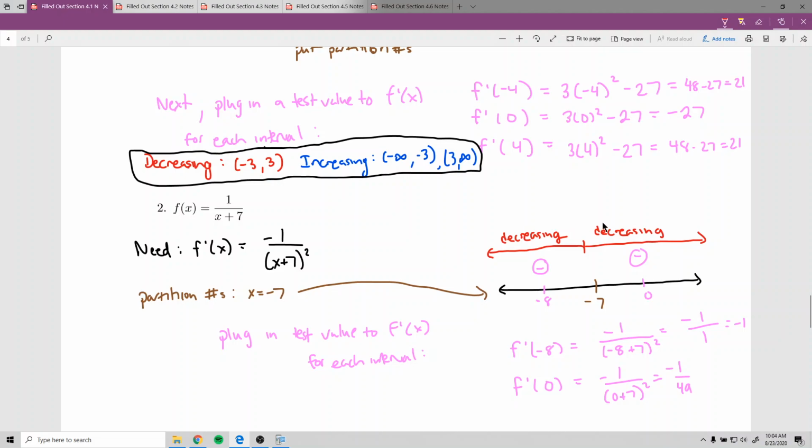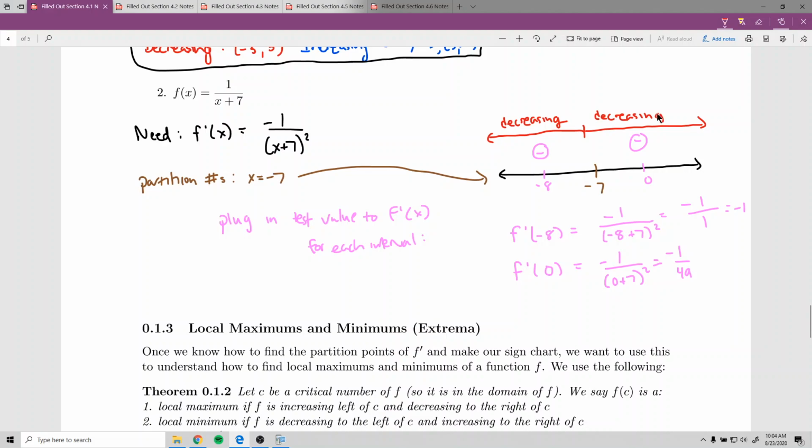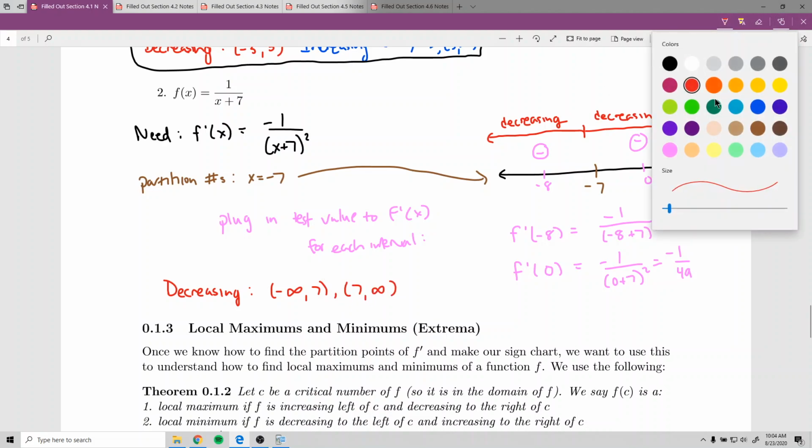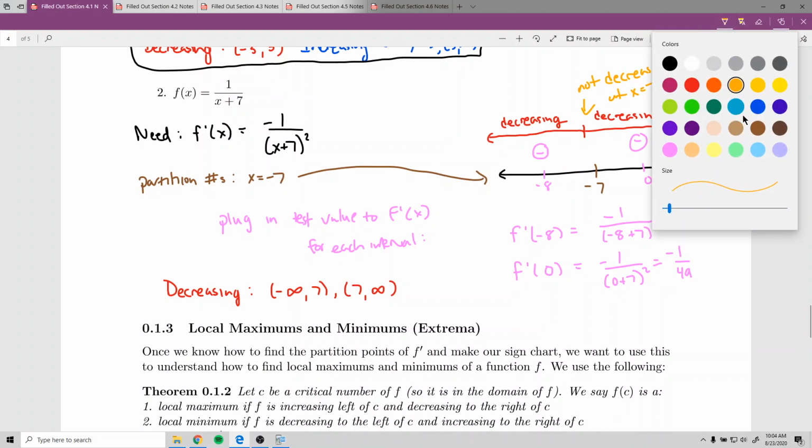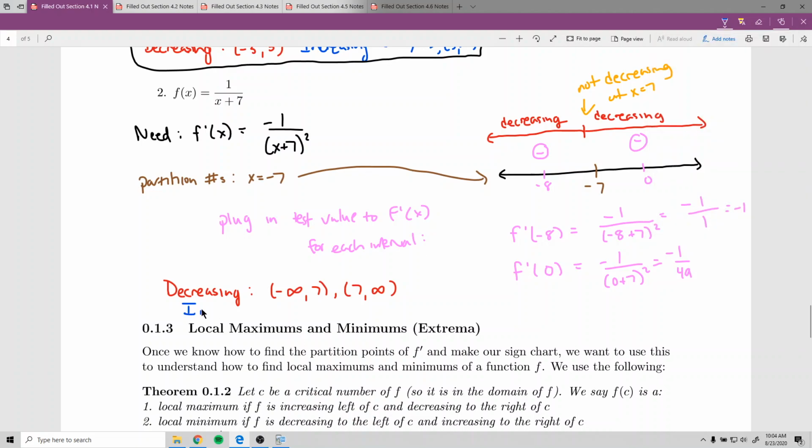Now the question might arise, well, if we're decreasing on the whole thing like this, wouldn't we just write from -infinity to infinity? The answer to that is no, because it's not decreasing at -7. So for decreasing the intervals, we got -infinity to -7 and -7 to infinity. Right, it's not decreasing at -7. And then for increasing, it's not increasing anywhere. So that's also possible with our function.